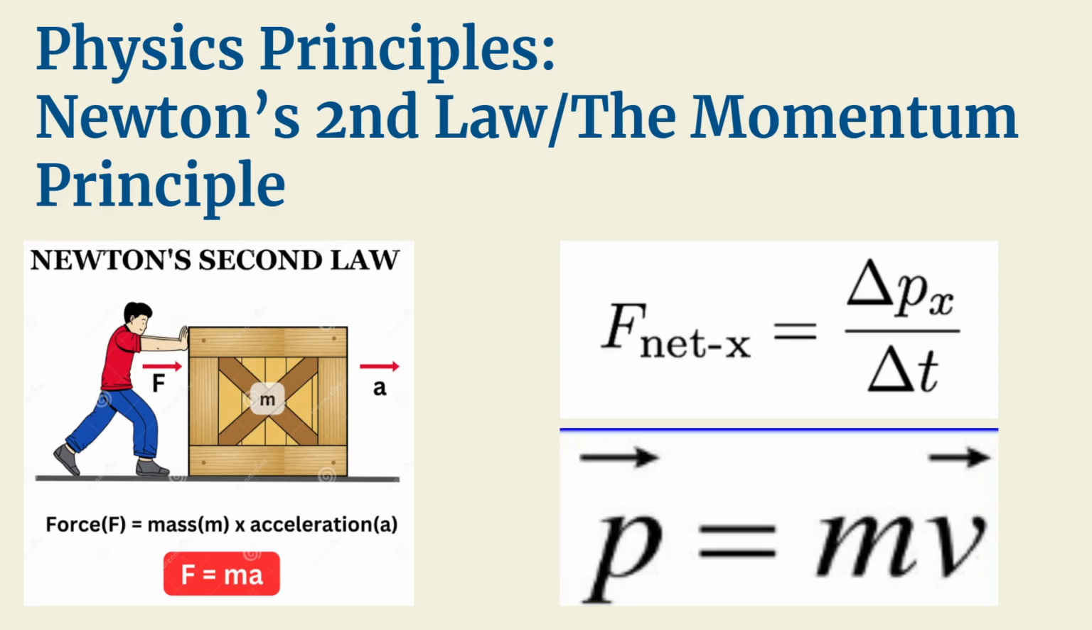Newton's second law states that acceleration is proportional to the force exerted on an object. The momentum principle states that F net is equal to the change in momentum over the change in time. Momentum is calculated by multiplying mass by velocity, so if there is a change in velocity, there is a change in momentum, which means there is a net force.